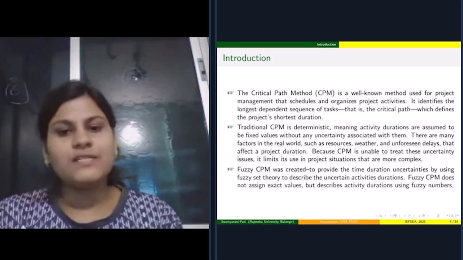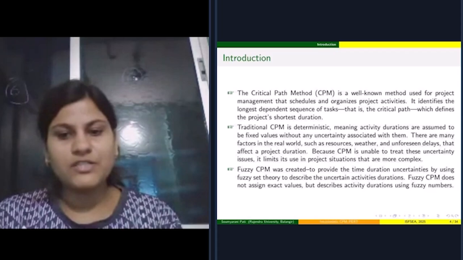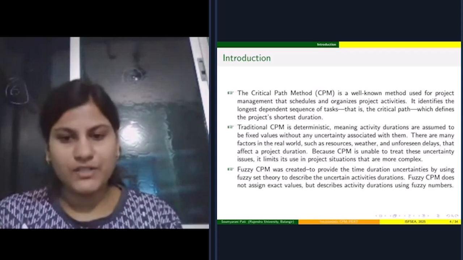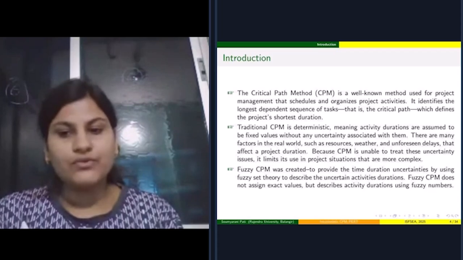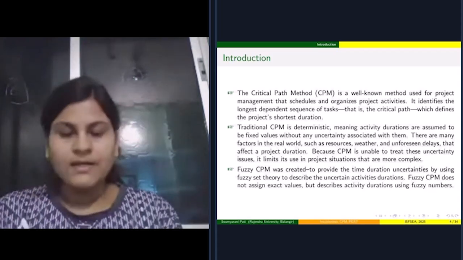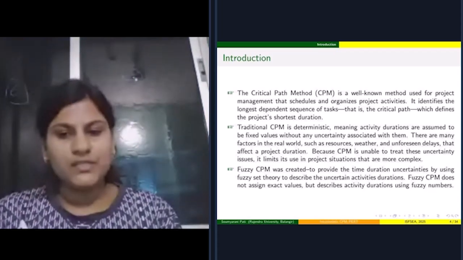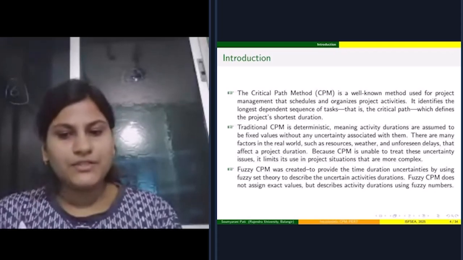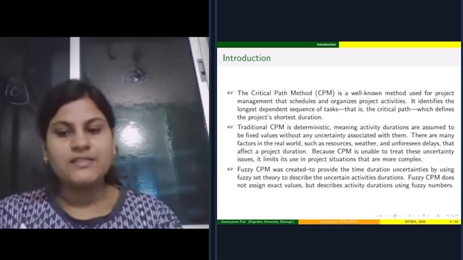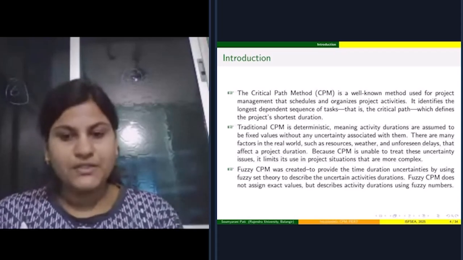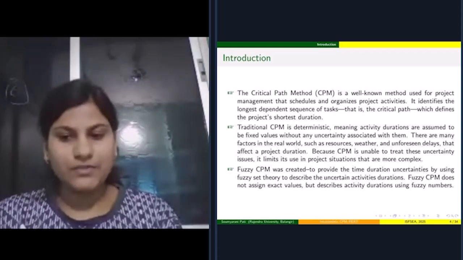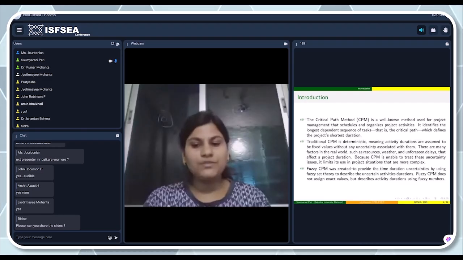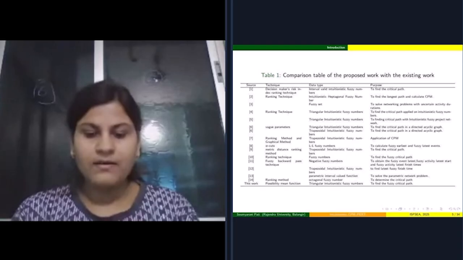Obviously, there are many factors in the real world, such as resources, weather, and unforeseen delays that affect project duration. Because CPM is unable to treat these uncertainty issues, it limits its use in more complex project situations. That's why Fuzzy CPM was created to handle time duration uncertainties by using fuzzy set theory to describe the uncertain activity durations. Fuzzy CPM does not assign exact values but describes activity durations using fuzzy numbers.